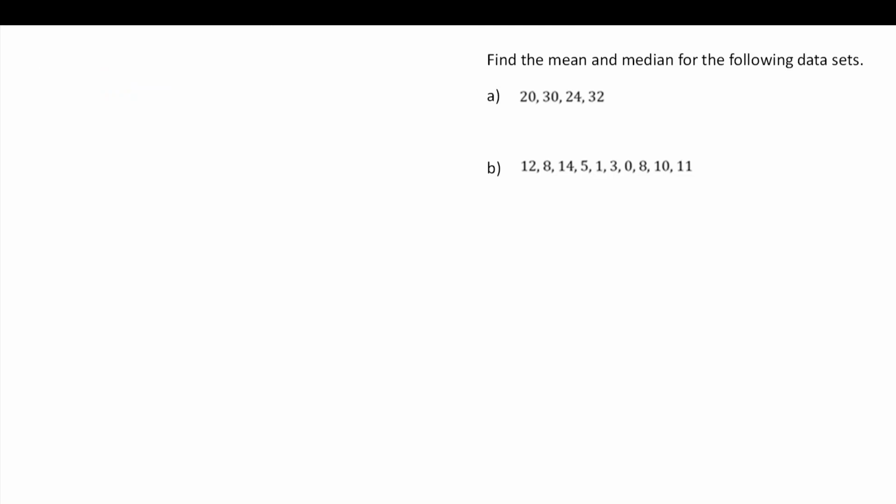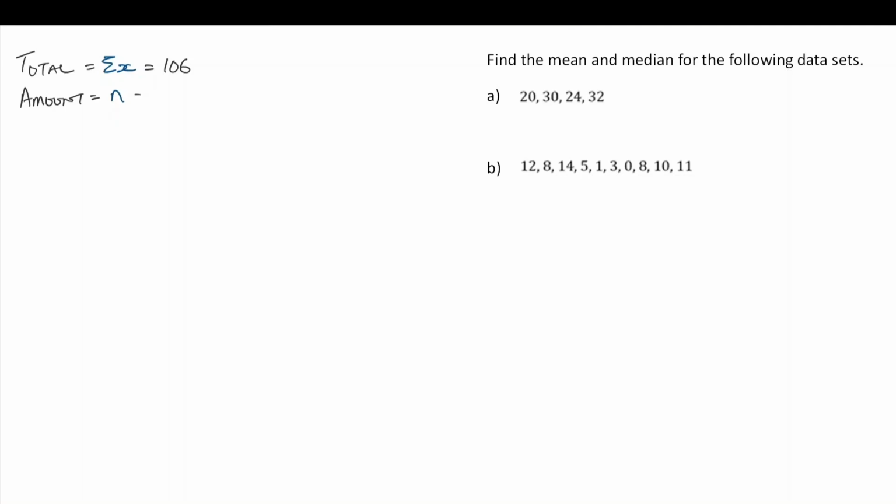In this question, we've been asked to find the mean and the median of the following data sets. So, to find the mean, being an average value, we need to find the total. We've started to use this notation, sum of x, the total of all the x values. In this case, the sum of x is 106.